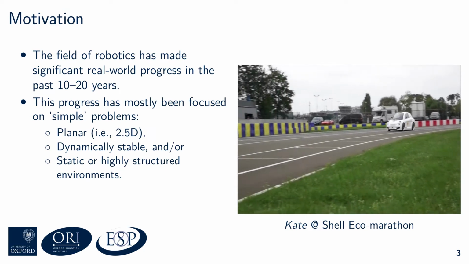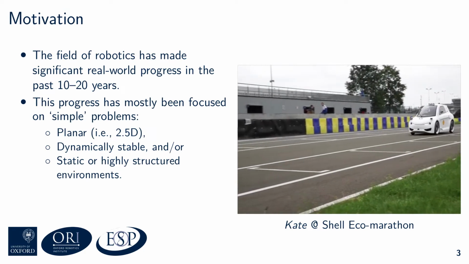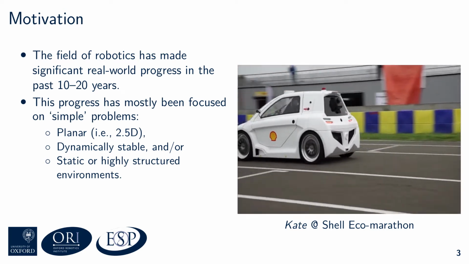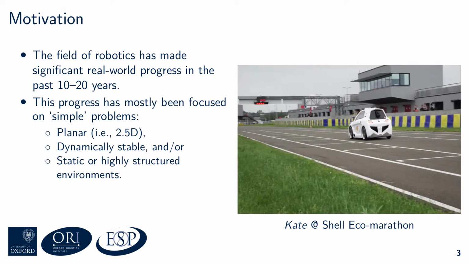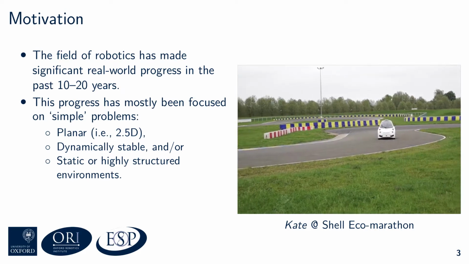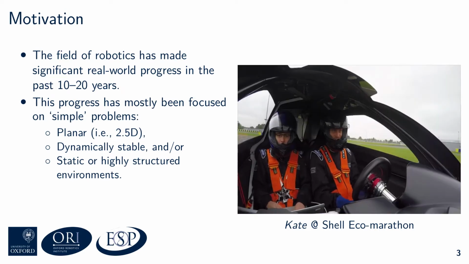The past 10 to 20 years has seen significant progress in robotics. The majority of this progress has been focused on relatively simple problems. These are problems where the robot itself is simple, or the robot operates in an environment that's either static or highly structured if it's dynamic. This includes problems like self-driving cars, which are quite complex, but operate in environments where we can make strong assumptions about how objects will move.